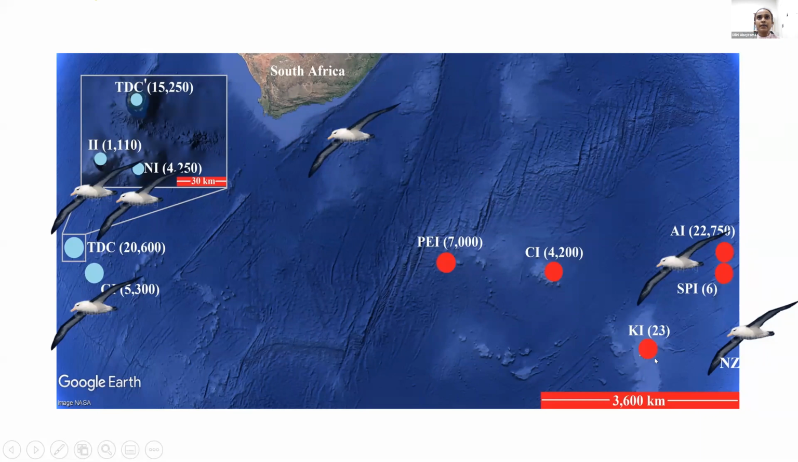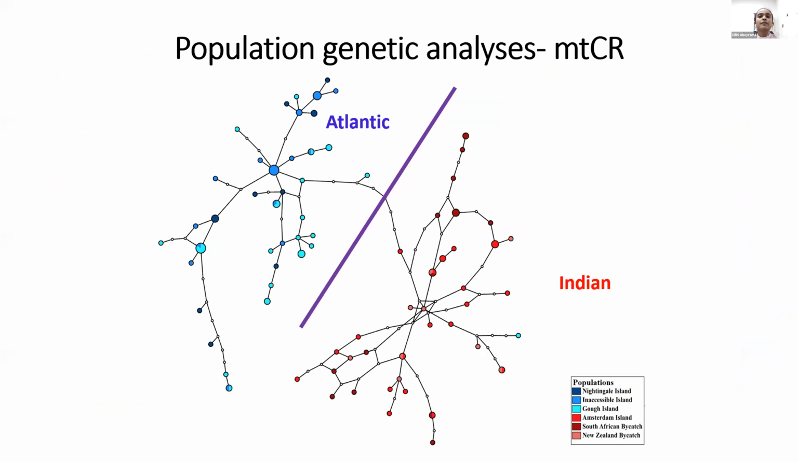When we genotyped the bycatch samples using species-specific primers, we identified that all of these bycatch samples were Indian yellow-nosed albatrosses. So we included them as two different groups of Indian yellow-nosed albatrosses in our further analysis. For all these 354 birds, we analyzed them using both mitochondrial and nuclear markers. First of all, we analyzed them using the mitochondrial control region.